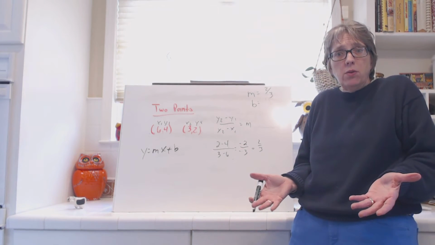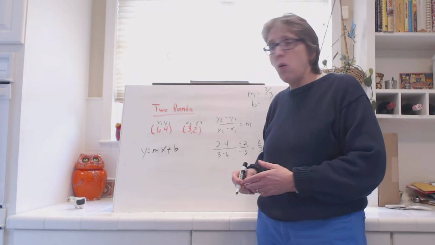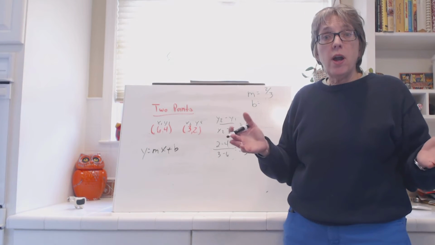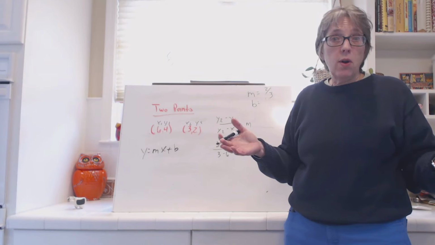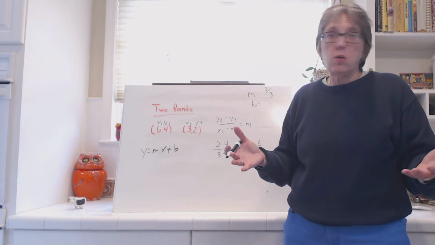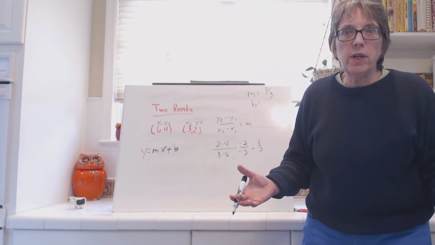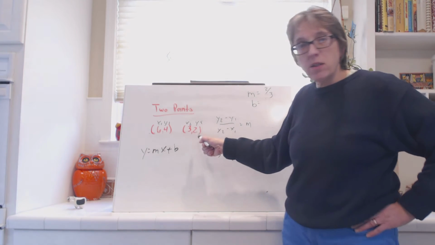Which point do you want to use? Do you want to use the point 6, 4 or the point 3, 2? They both are on the line that we're trying to write an equation for. So I'm going to pick the easier one, the point 3, 2. So this is x and this is y.